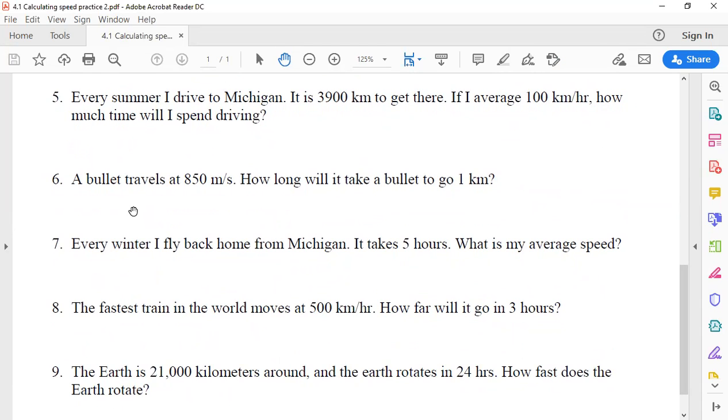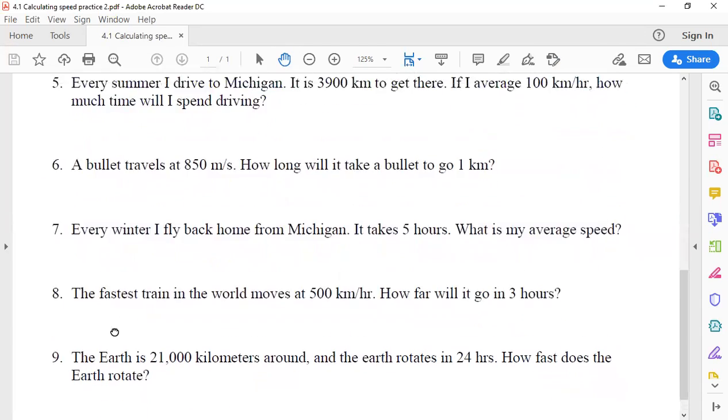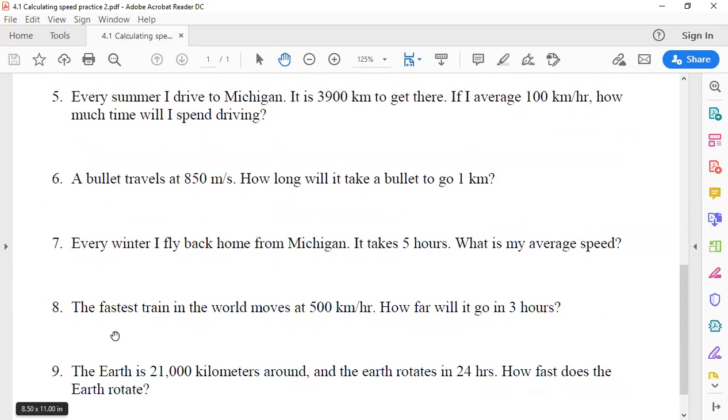I'm going to do one more, and then from there, we're just going to figure out which equation to use and figure out where our values go in that, okay? Every summer I drive to Michigan. I don't know why I would ever want to do that. Go Buckeyes. It's 3,900 kilometers to get there. If I go 100 kilometers per hour, how much time will I spend driving?